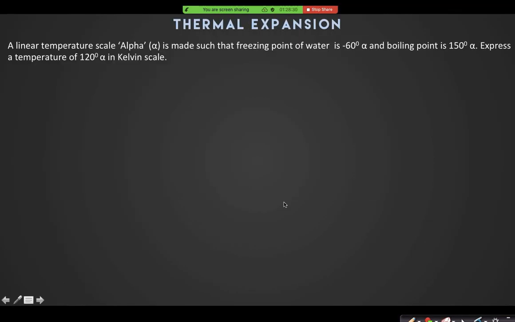This was our JEE Mains question. A linear temperature scale alpha is made such that freezing point of water is minus 60 degree alpha and boiling point is 150 degree alpha. Express the temperature of 120 degree alpha in Kelvin scale.